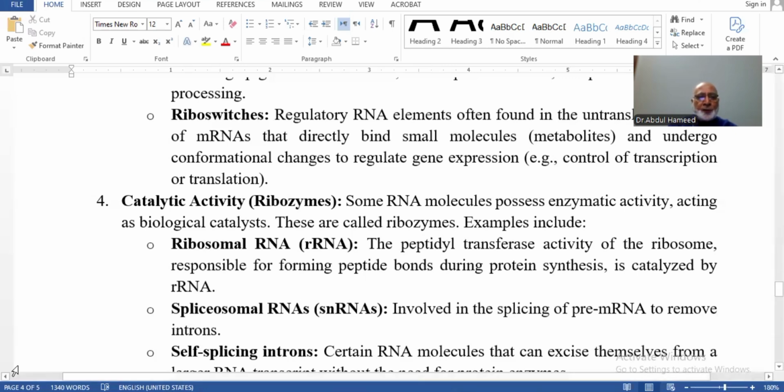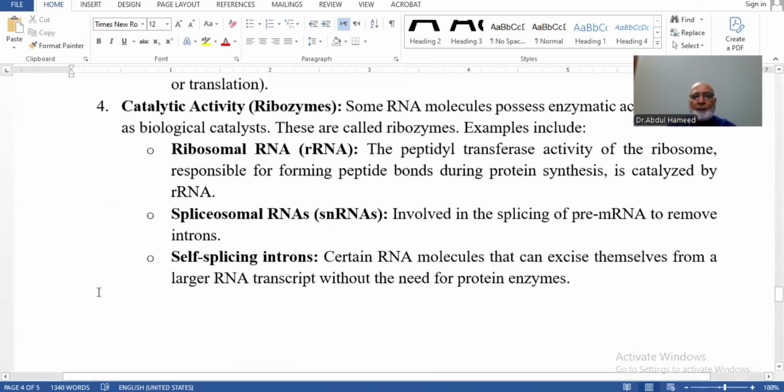Spliceosomal RNA is involved in splicing of pre-messenger RNA to remove introns. Self-splicing introns are certain RNA molecules that can excise themselves from a larger RNA transcript without the need for protein enzymes. So they will act by themselves.